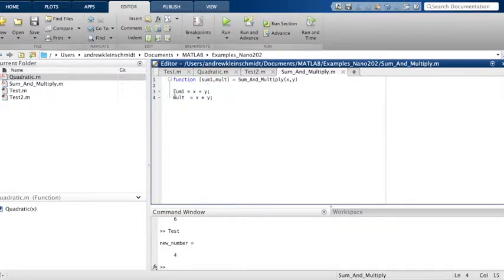So sum1 is equal to x plus y, and mult is equal to x times y. So if we're giving 2 as x and y is 3, whenever we run this, what we should see is that we get back sum1 as 5 and mult as 6.